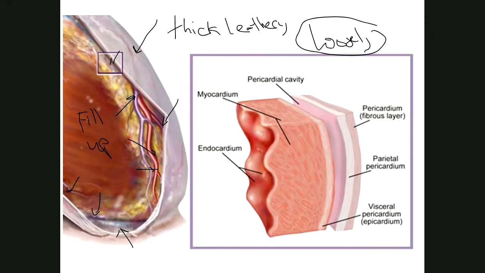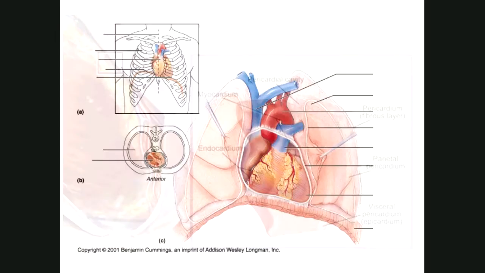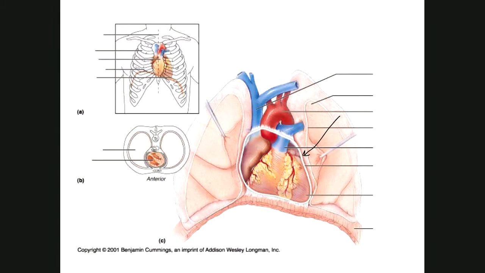The sac is called the pericardium. There it is right there. Peri means around, and cardium means heart. So it's the pericardium. And look what it does. It attaches to the diaphragm, this muscle right here. It also attaches to these large blood vessels at the top. So it anchors the heart, it protects the heart. And also remember, it's loose fitting, so the heart can fill up.